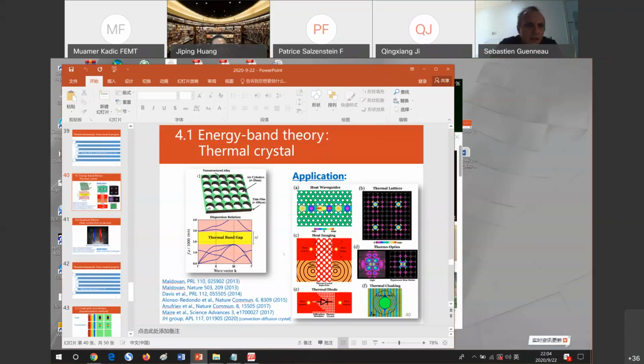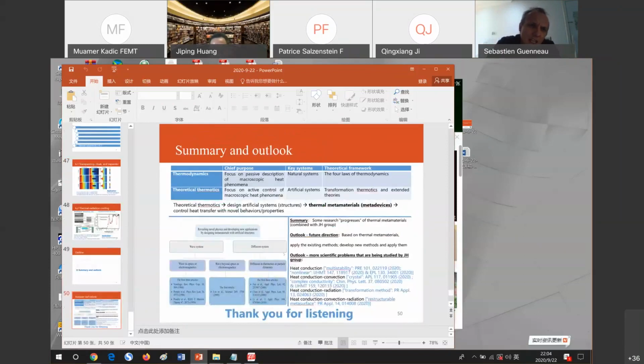Okay, that's very interesting. And regarding also your work on transformational conduction, convection cloaks, you also add radiation, you say, and so you have another equation. How does it work? How do you implement the radiative term?